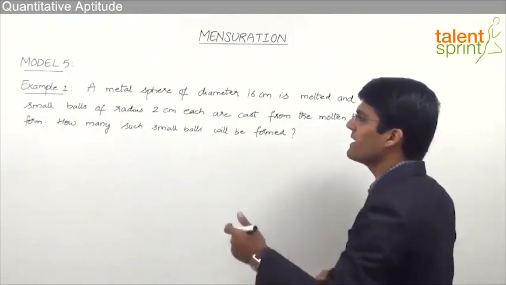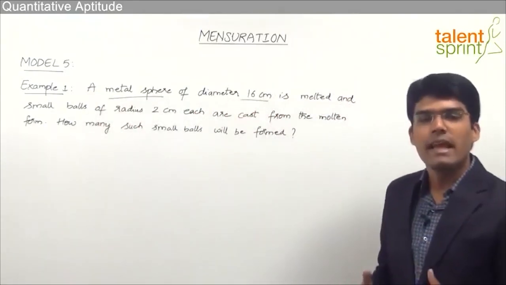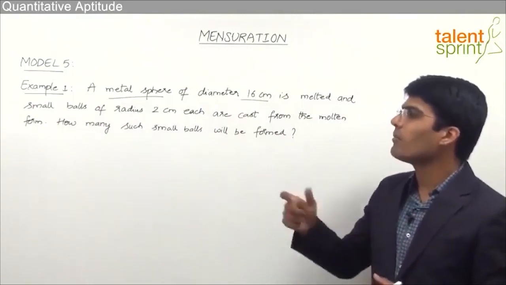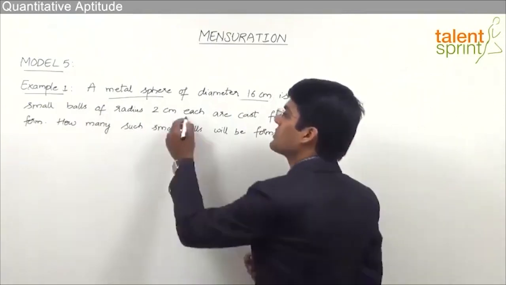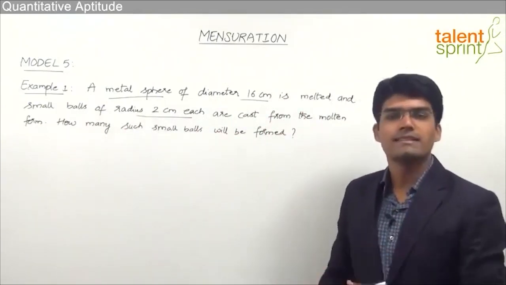So as given here, there is a metal sphere of diameter 16 cm. It is first melted, and from the molten form or from that liquid that we get, we form small balls of radius 2 cm each. So the question is, how many such small balls will be formed in this case?